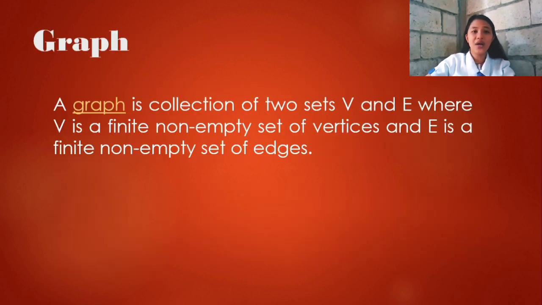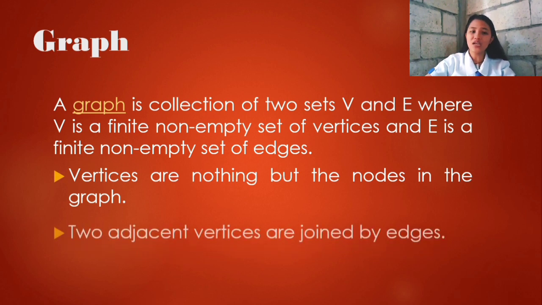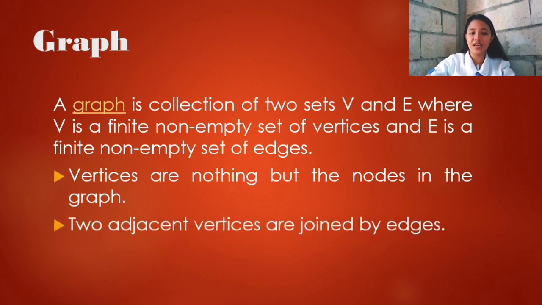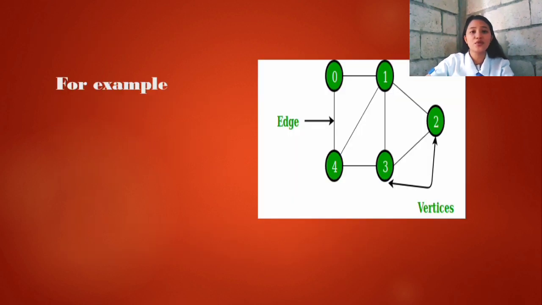A graph is a collection of two sets V and E, where V is a finite non-empty set of vertices and E is a finite non-empty set of edges. Vertices are nothing but the nodes in the graph. Two adjacent vertices are joined by edges. Any graph is denoted as G = {V, E}, such as the example shown.